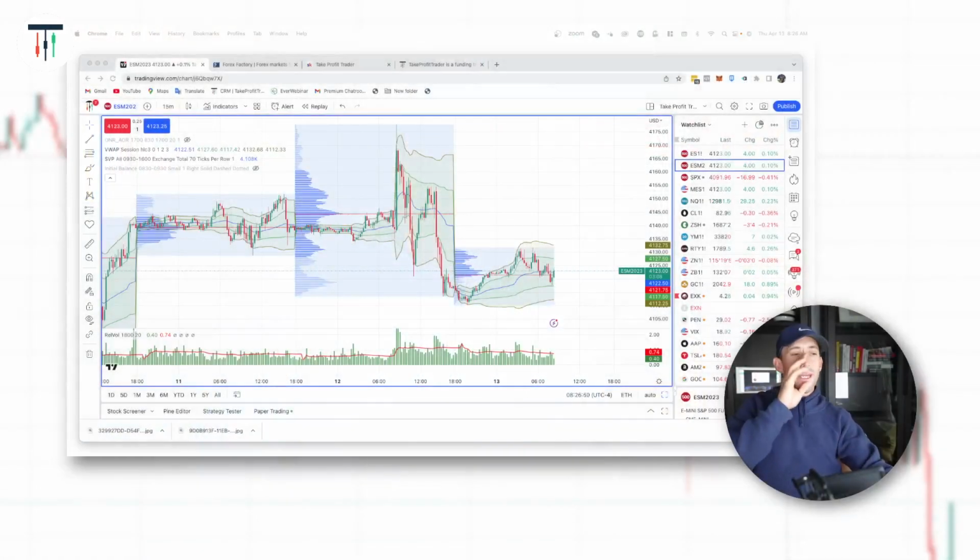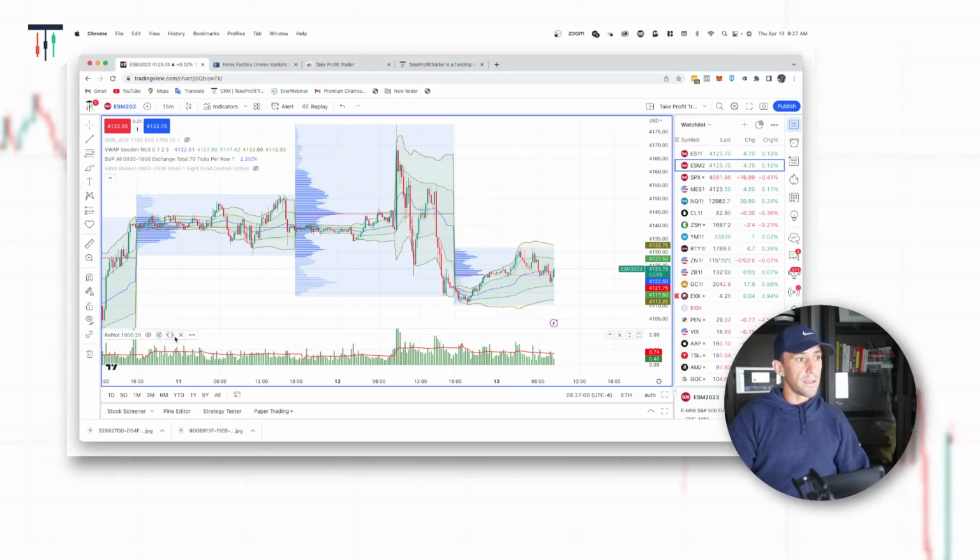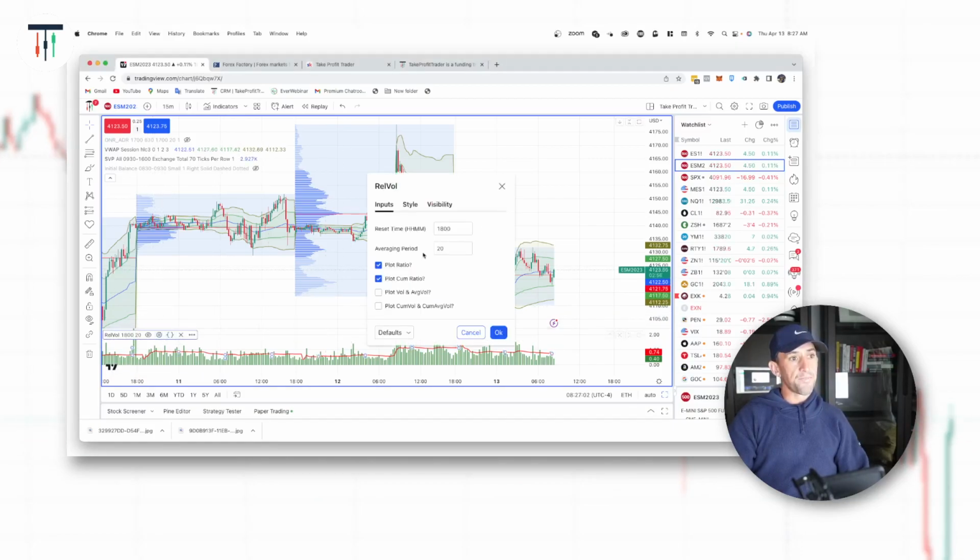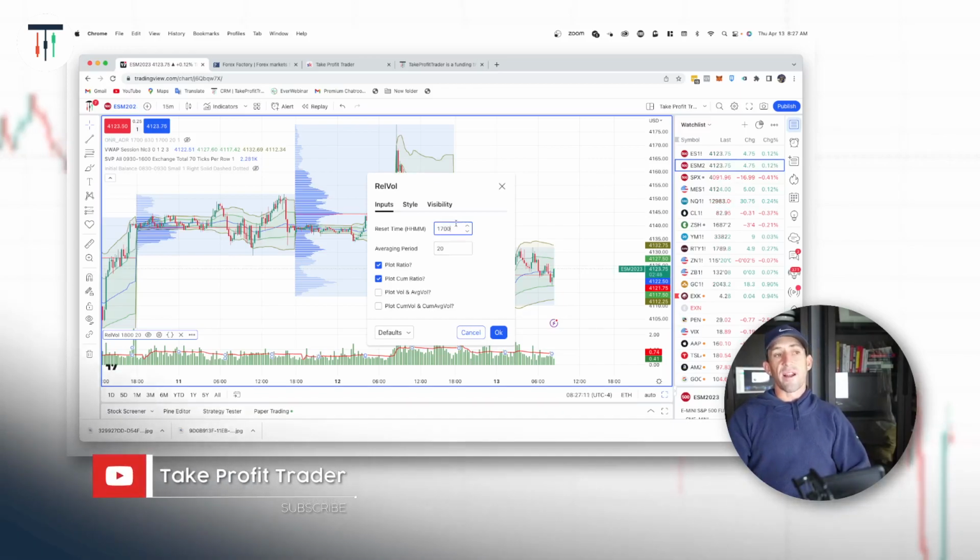Okay, traders. Somebody yesterday asked me in the morning ideas about the bottom panel here, the relative volume. So what we're looking at here, if I click on the settings, the reset time here is 1800. It should actually be 1700, which is 5 o'clock Central.